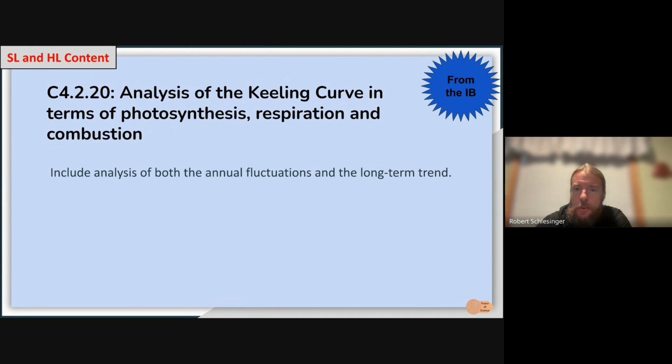I know that Dr. Price does tackle the Keeling curve in 10th grade, but it was developed at the Mauna Loa Observatory in Hawaii.